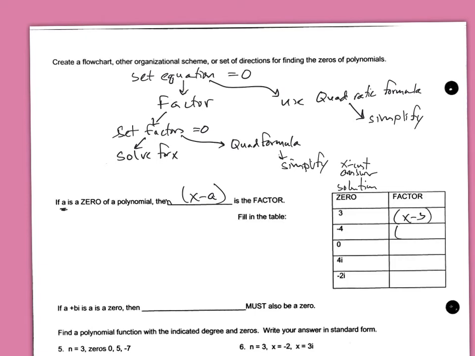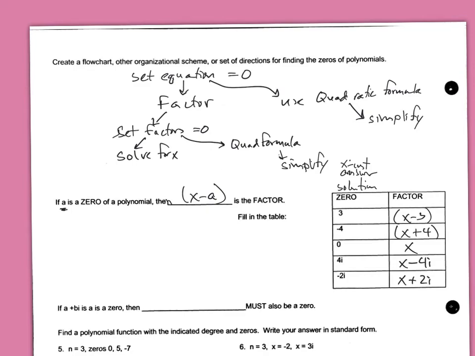Here, if the zero is -4, this would be x plus 4. You don't have to put them in parentheses. I don't know why I'm doing that, actually. If the zero is 0, well, that would just be x. For 4i, the opposite of that, it's x minus 4i. Or for -2i, it would be x plus 2i.